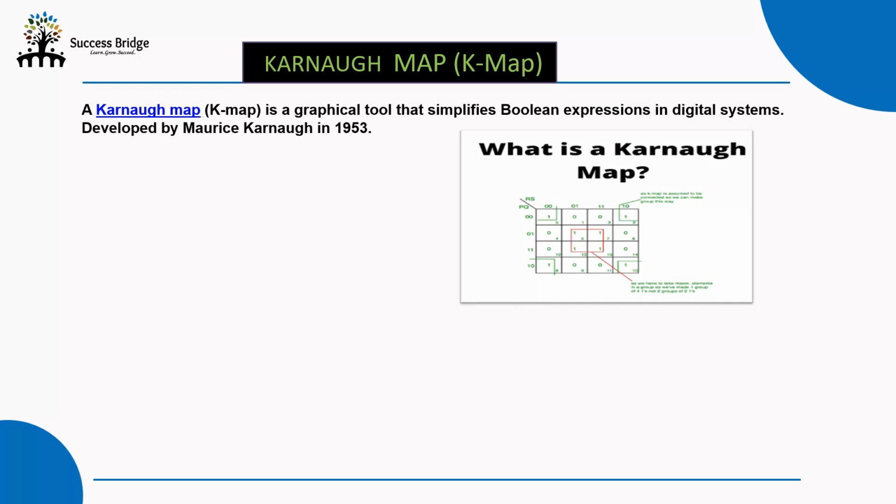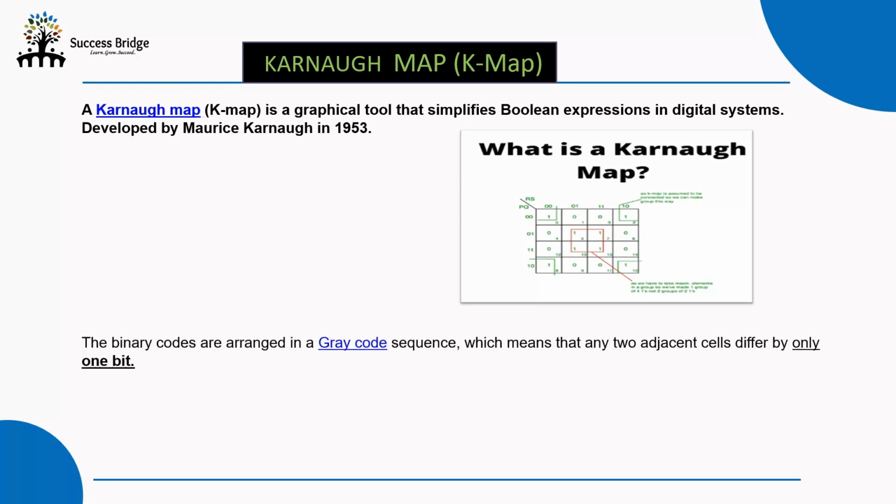The binary codes are arranged in gray code sequence, as you can see here: 00, 01, 11, 10. This is the gray code sequence. Everyone has one doubt: why do we take 11 here instead of 10? The reason is that in every state, only one bit needs to change. So here 00 to 01, one bit is changed.